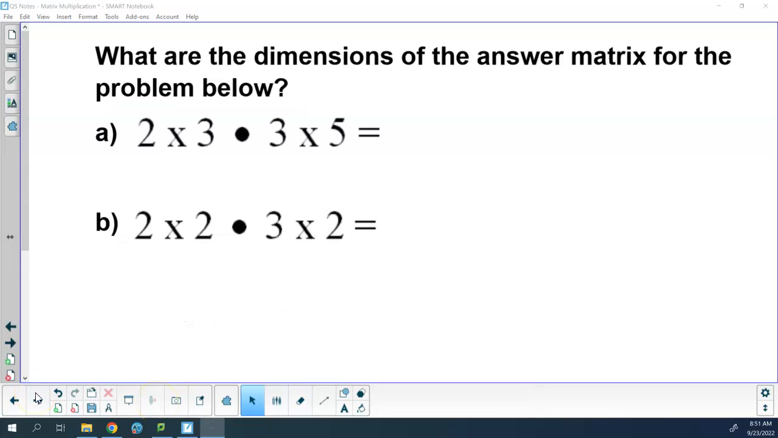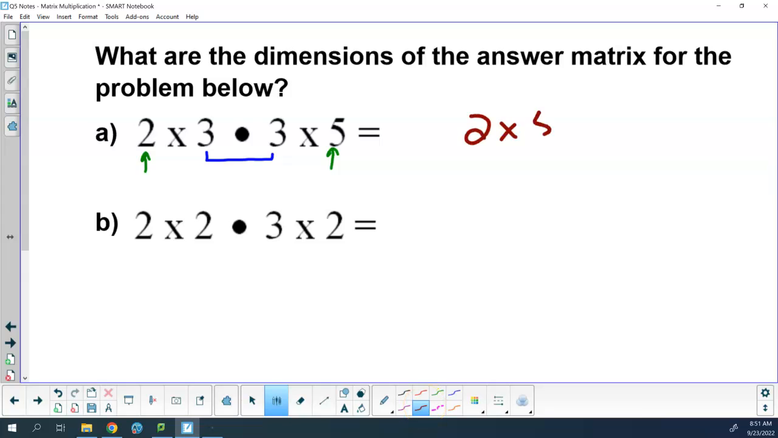Scroll down. Okay? So it's asking what are the dimensions of the answer matrix for the problem below. So again, we need to look here. Are those two numbers the same in that one? 3 is 3. So that means that I can multiply those matrices. And that means that these two are the resulting dimensions. So this answer is going to be a 2 by 5 matrix, and we'll have 2 rows and 5 columns.